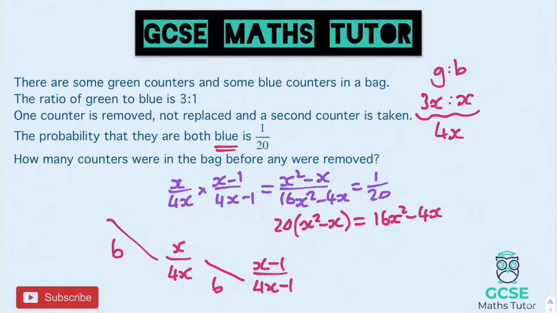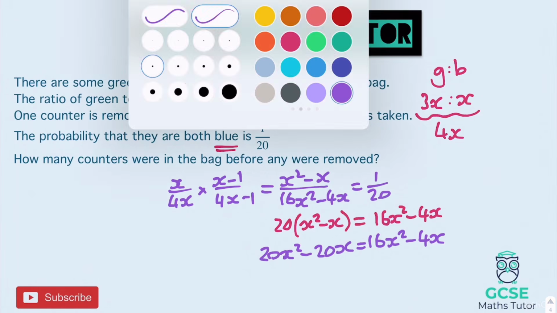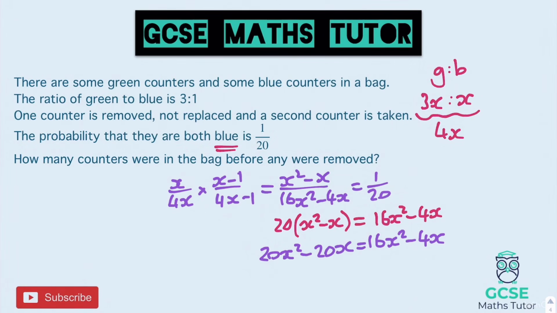There we go. Right, I'm going to get rid of this tree so we have some room. Right, so actually expanding this out, we get 20x squared minus 20x, and that is going to equal 16x squared minus 4x. Now we need to make it equal to 0. To set it equal to 0, let's minus 16x squared from both sides. So 20x squared, take away 16x squared, leaves us with 4x squared. Negative 20, add 4, leaves us with negative 16. And now that equals 0.